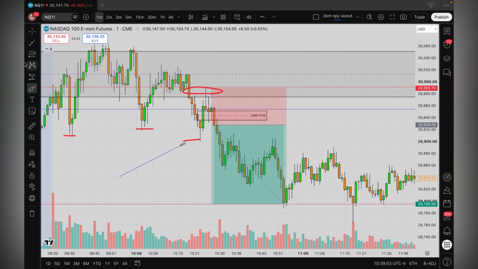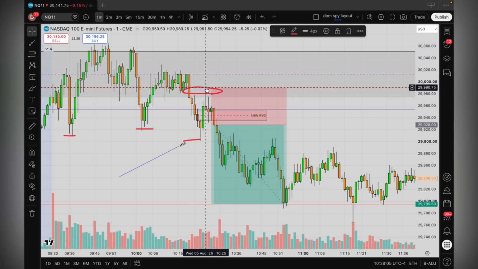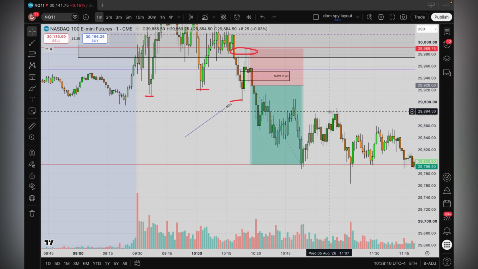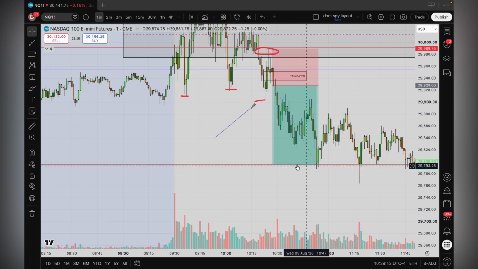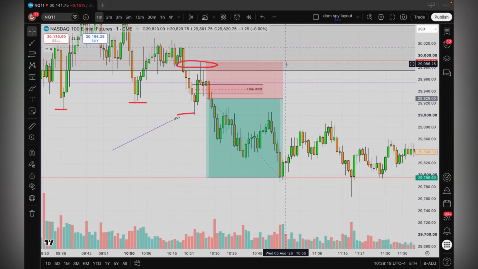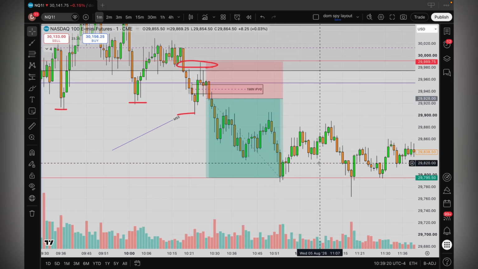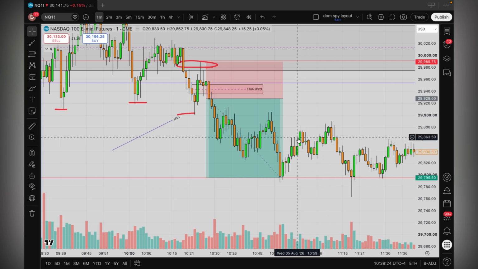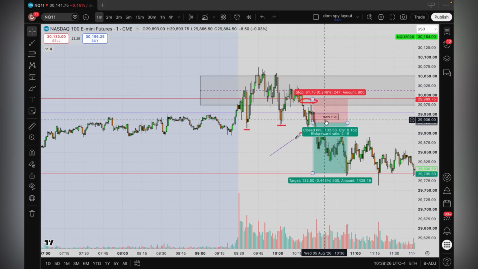And then we will obviously target market or opposite draws on liquidity. So the opposite draws on liquidity is London lows. So we have a 1 to 2 ratio. If we were risking $500, we would be making $1,000. And that is your setup. So try to write that down. I'll go over it one more time.